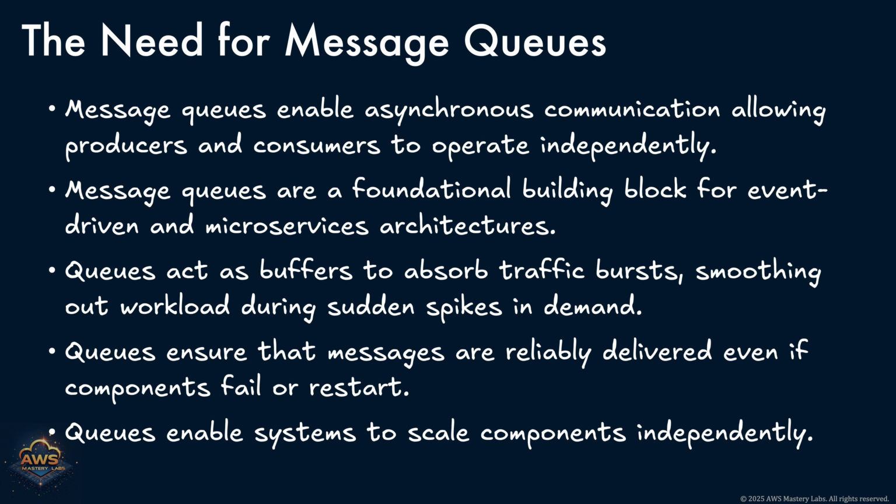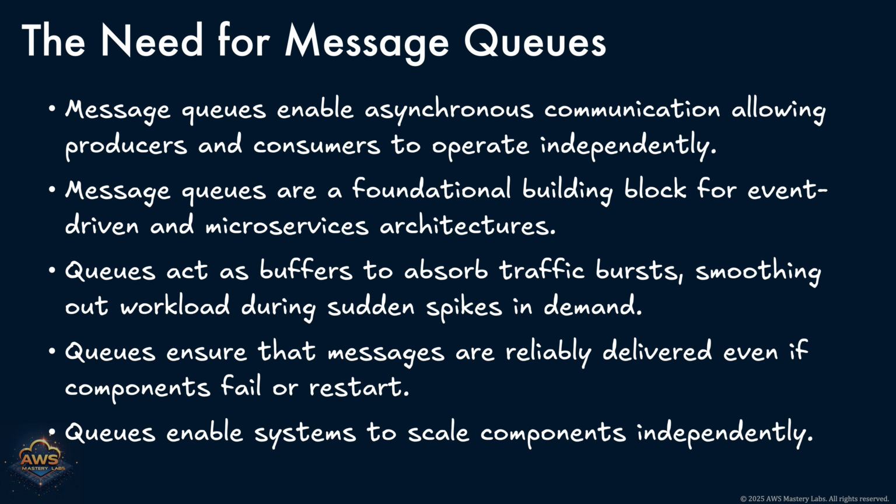Rather than blocking users while a process completes, the work is queued and processed separately, improving overall performance and user experience. In event-driven architectures, queues are the backbone, allowing services to react to events in near real time without the need for tight integration. Queues also help manage variable workloads. When traffic spikes, say during a flash sale or a marketing campaign, a queue can absorb the sudden surge, buffering messages until consumers catch up and preventing back-end systems from being overwhelmed.